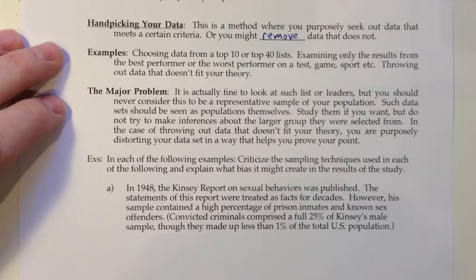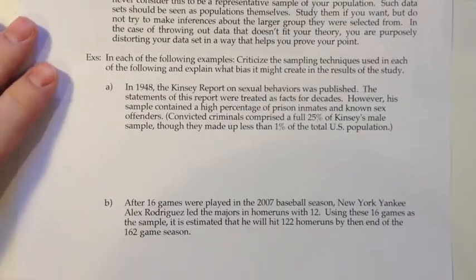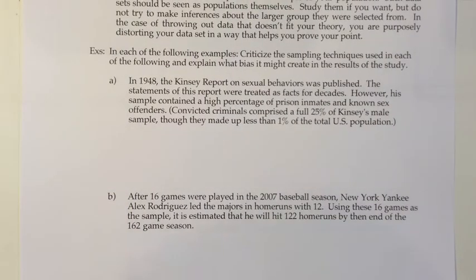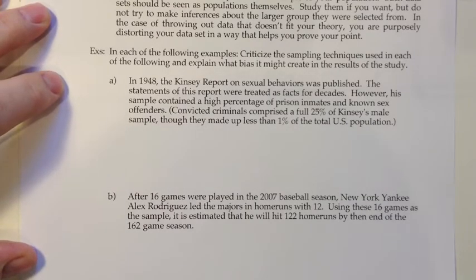Let's go ahead and look at a couple of examples here and try to see if we can spot the problematic method that was used, and then think about what biases that might cause. In each of the following examples, criticize the sampling techniques used and explain what bias it might create in the results of your study. In 1948, the Kinsey Report on Sexual Behaviors was published, and the statements of this report were treated as facts for decades. However, his sample contained a high percentage of prison inmates and known sex offenders. For example, convicted criminals comprised a full 25% of Kinsey's male sample, though they made up only 1% of the total U.S. population at the time.